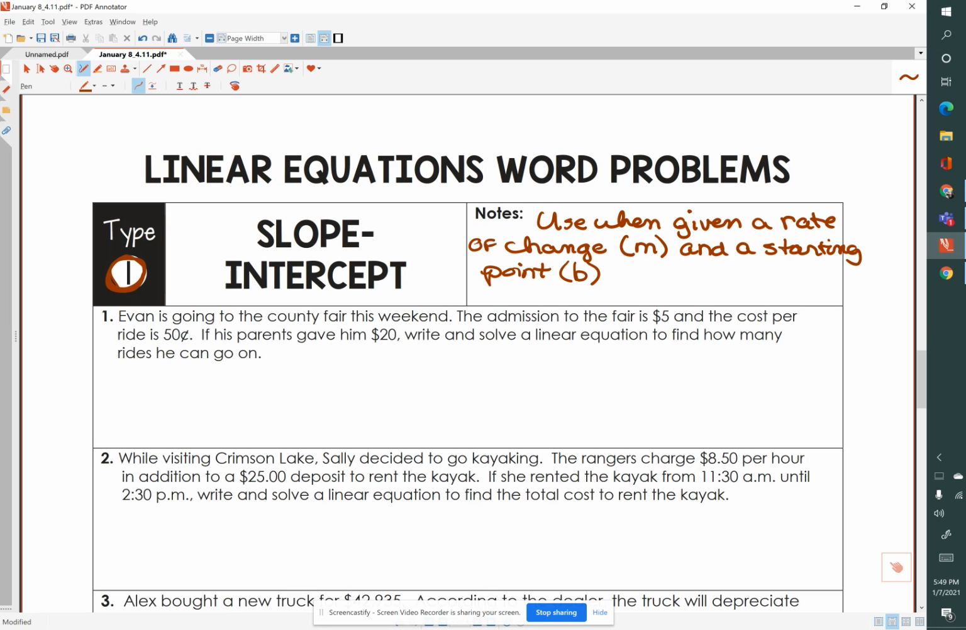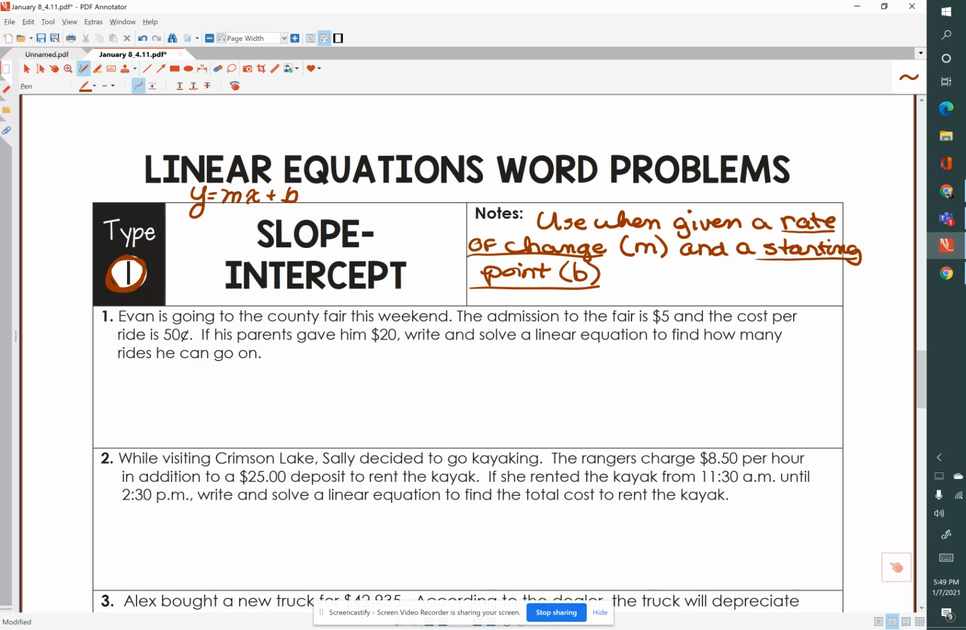And remember, these are slope-intercept problems. We're going to be looking to do our work in slope-intercept form, y equals mx plus b. Remember that plus b means plus or minus. Okay, don't get hung up on always looking for addition. It could be subtraction. If the y-intercept is below the x-axis, it will be negative. So we're looking for a rate of change, which will be our M, and a starting point.